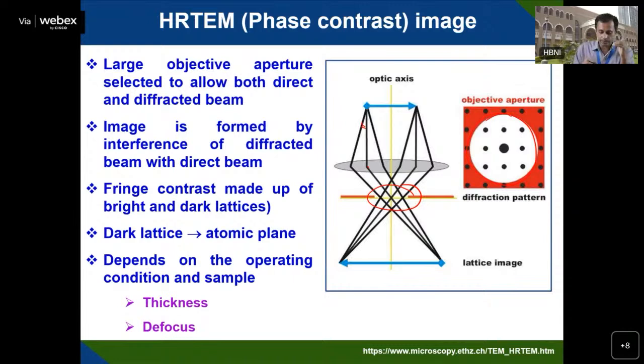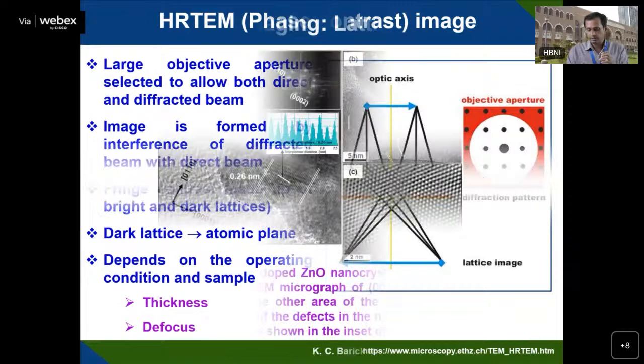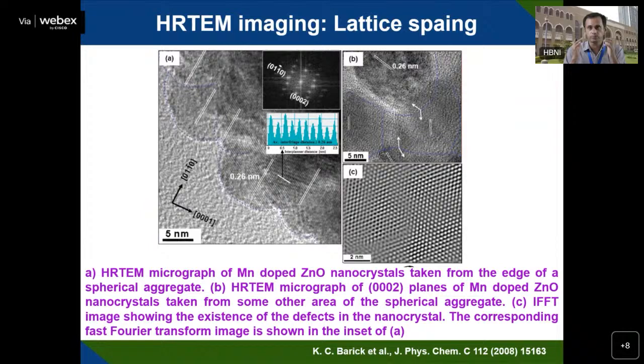So the dark field will give you atomic plane information, while the bright field will give you fringe contrast made up of both bright and dark field. So that will interfere, and depending upon the operating condition, you will be able to get thickness information if you properly focus the material, and then you can see the atomic scale material. That atomic structure information you can see by using both the direct and diffracted beam.